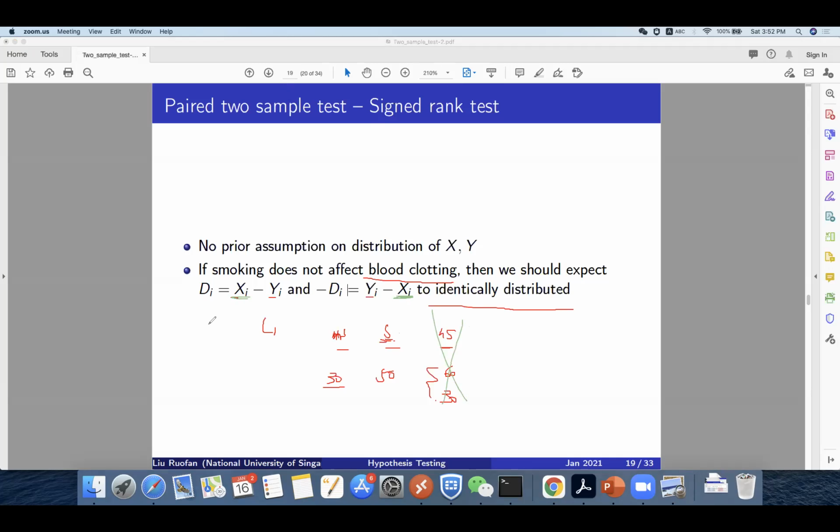For example, if smoking can increase the blood clotting level, then I should expect that my Di have many negative values, right? But my minus Di will have many positive values. Oh, I got it. Sorry, that's my fault. I think I overcomplicated the situation.